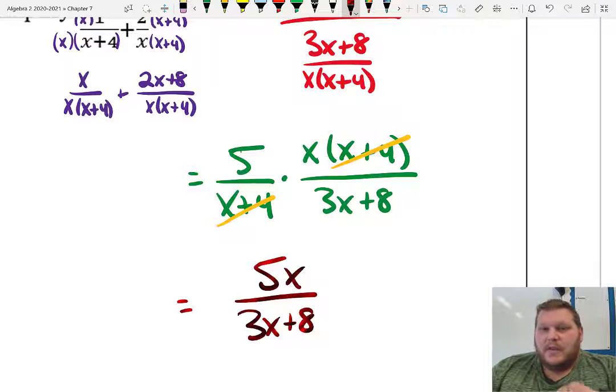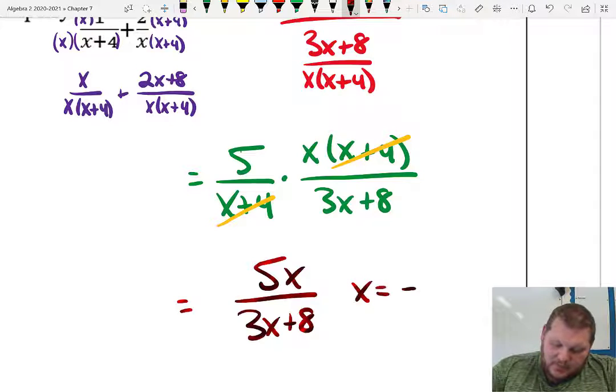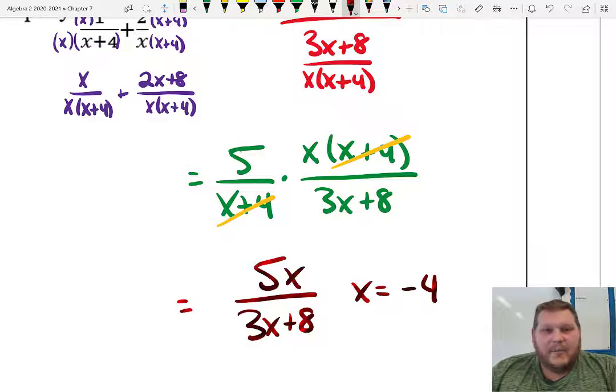What I have to be careful with here and what I have to look at is, from my original problem that I started with to this, what was in my denominator that is not any longer. So we definitely know the x plus 4 got canceled out from top and bottom.